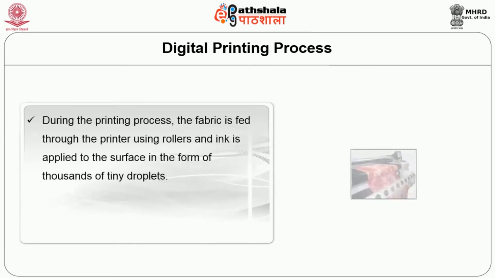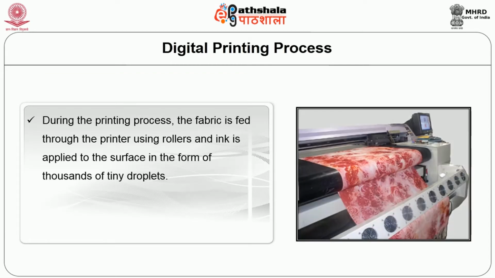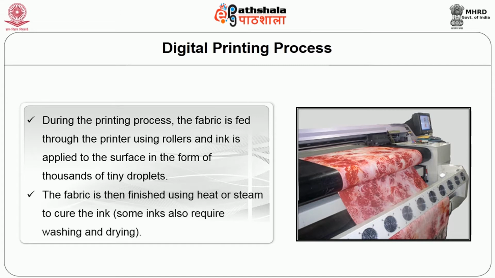During the printing process, the fabric is fed through the printer using rollers and ink is applied to the surface in the form of thousands of tiny droplets. The fabric is then finished using heat or steam to cure the ink. Some ink also requires washing and then drying.